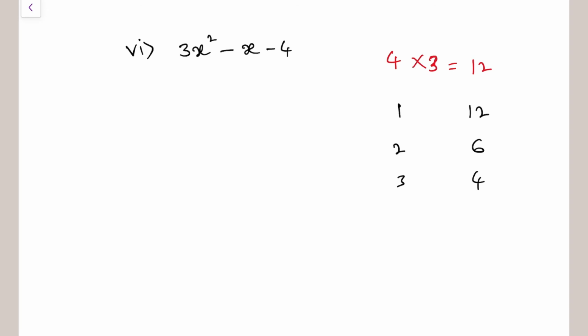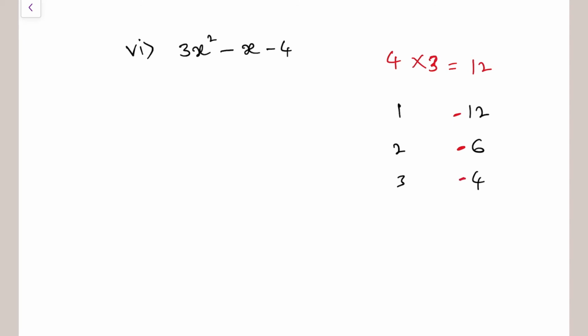Here the last term is negative. It indicates that in every pair compulsorily one number is negative, and the middle term is negative. So that indicates that in every pair the bigger number is negative. 1 and 12, 12 is bigger, so negative. 2 and 6, 6 is bigger, 6 is negative. 3 and 4, 4 is bigger, so 4 should be negative.